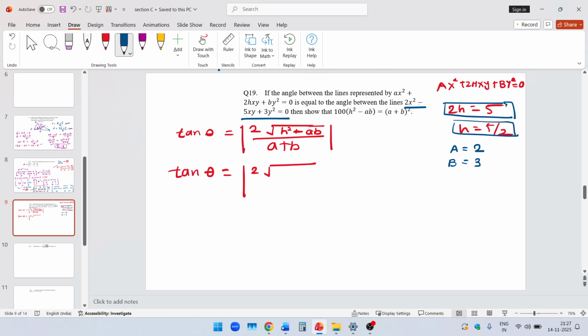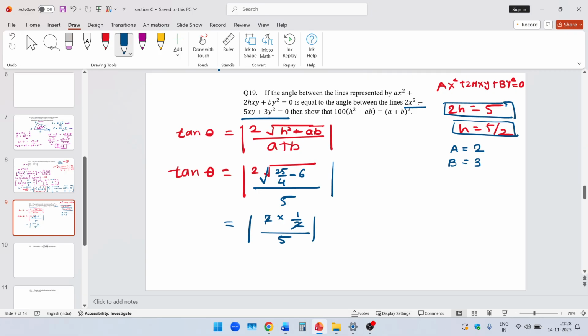Now if I substitute it in this formula, h square minus ab will be 5 square by 2, that is 25 upon 4 minus ab. What is ab? 2 3s are 6, divided by a plus b. a plus b is what? 5. So if you solve this formula, what you will get is 25 minus 24, 1 upon 4. So this will give me 2 multiplied by root of 1 by 4, which is 1 by 2, divided by 5.